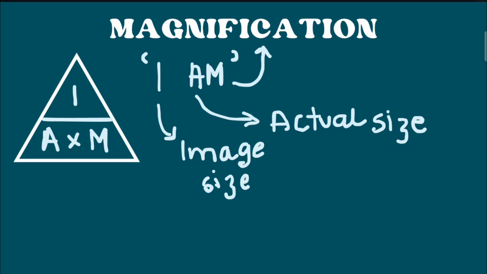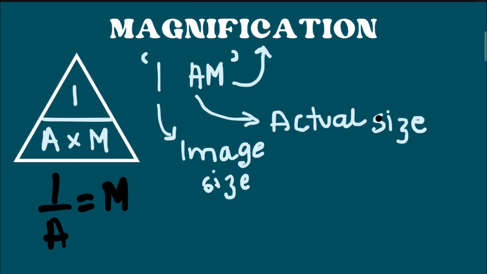Alright, now let's say I want to find magnification. So what I want you to do is cover this. Forget about it. Magnification. What is left? I and A. And since they are on top of each other, it's going to be I upon A. So image size upon actual size is equal to magnification.